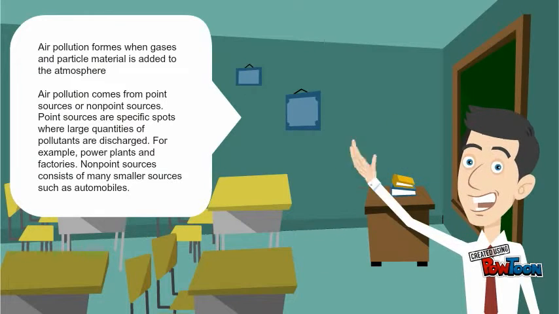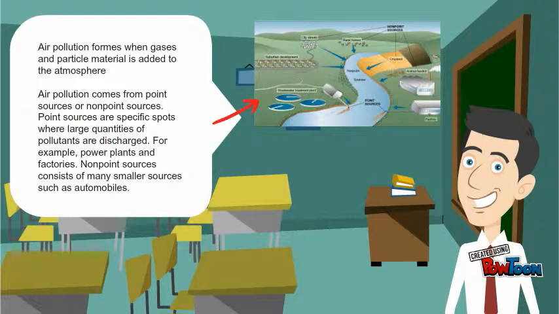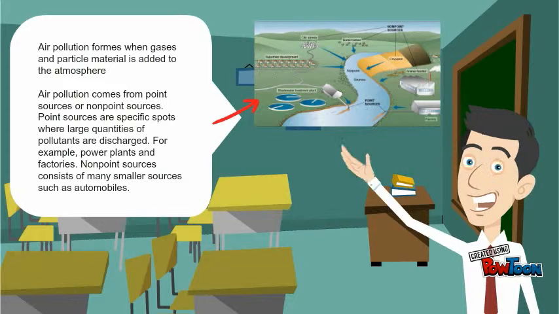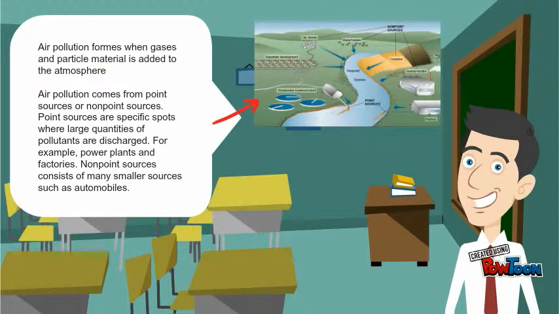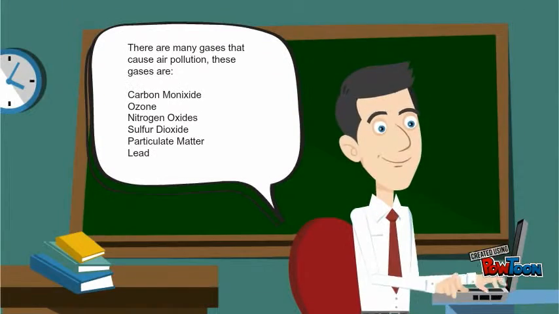Air pollution forms when gases and particle matter are added to the atmosphere. Air pollution comes from point sources or non-point sources. Point sources are specific spots where large quantities of pollutants are discharged, for example, power plants and factories. Non-point sources consist of many smaller sources such as automobiles.